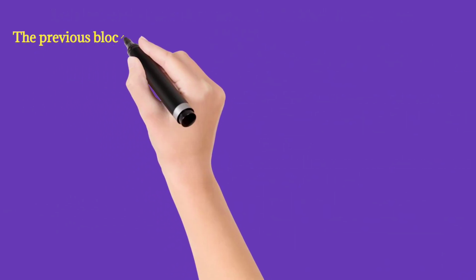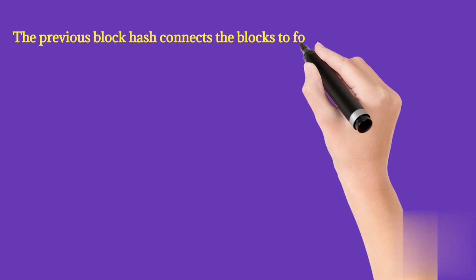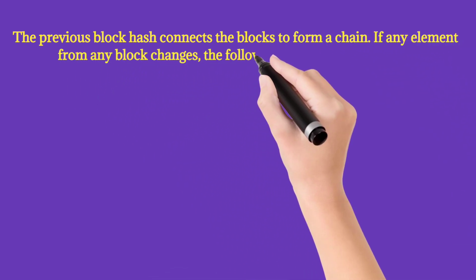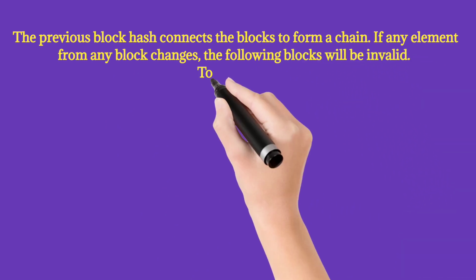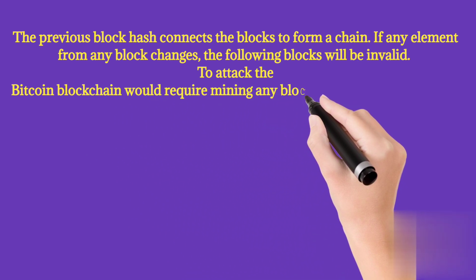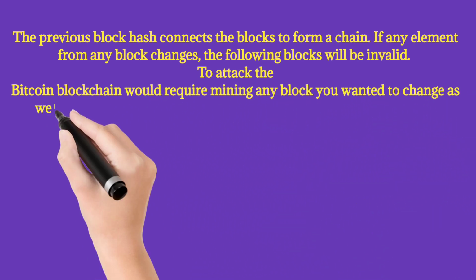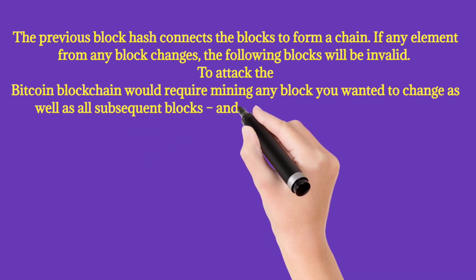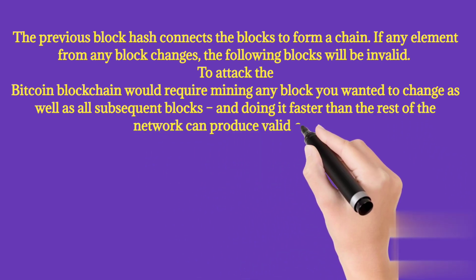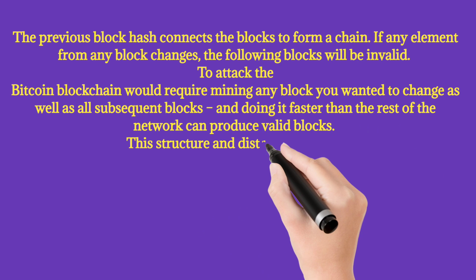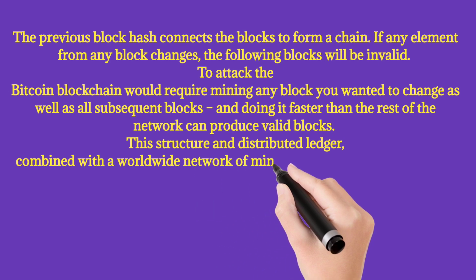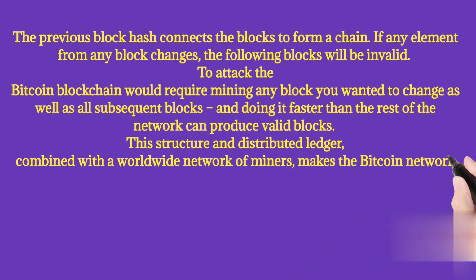The previous block hash connects the blocks to form a chain. If any element from any block changes, the following blocks will be invalid. To attack the Bitcoin blockchain would require mining any block you wanted to change as well as all subsequent blocks, and doing it faster than the rest of the network can produce valid blocks. This structure and distributed ledger, combined with a worldwide network of miners, makes the Bitcoin network extremely secure.